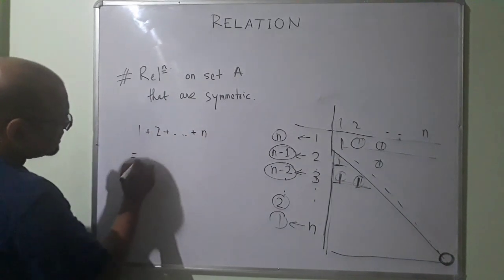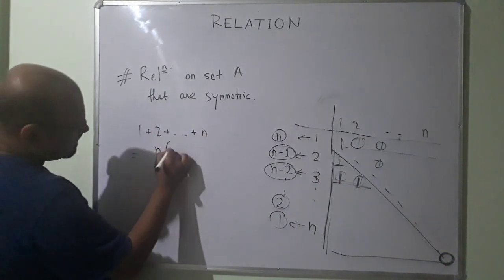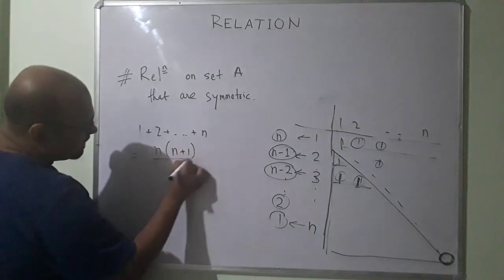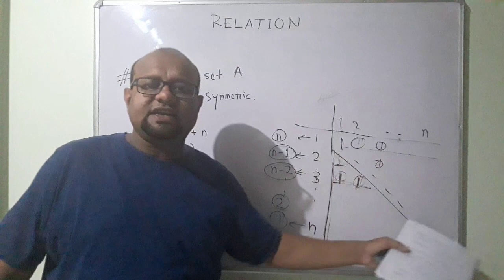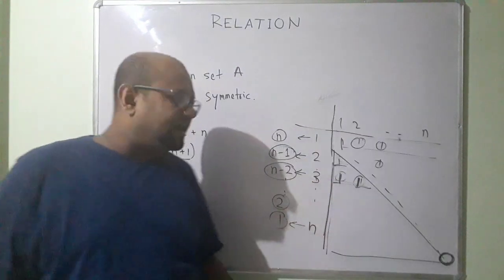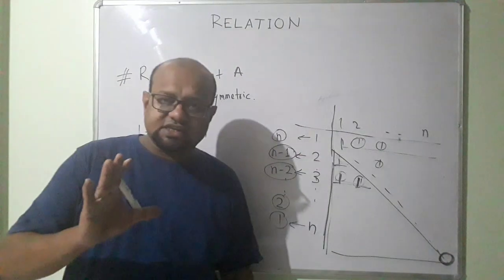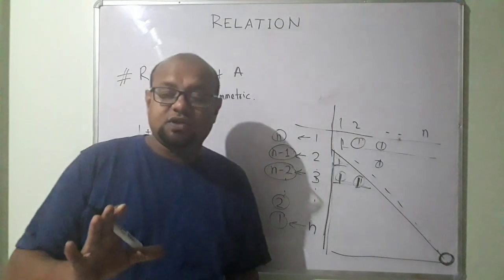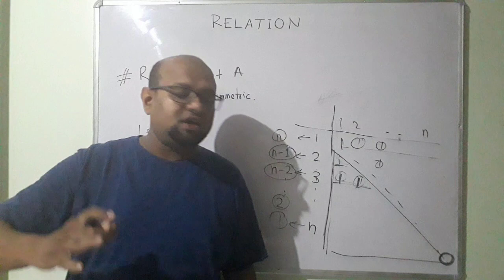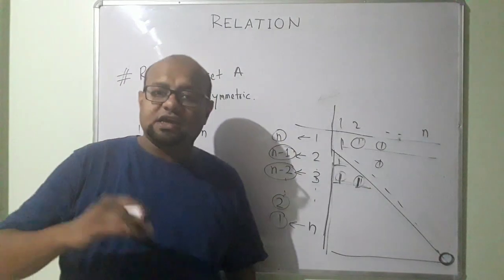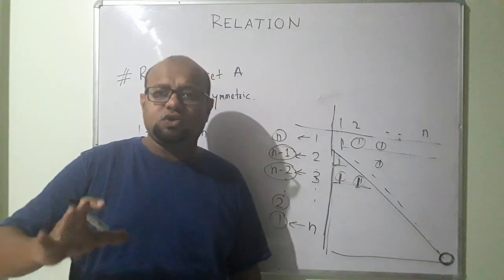So this is the sum of the first n natural numbers, right? This is n(n+1)/2. So these many places are here, including the diagonal. I remember this is symmetric. I can fill the diagonal with 1 or with 0.